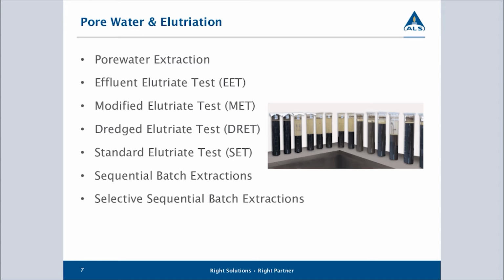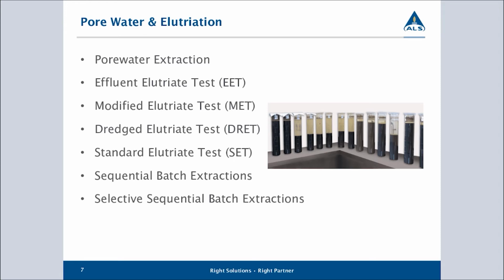Elutriations, these are various types of extractions related to dredging and dredge material management, usually following the Corps of Engineers methods. Here we have effluent elutriates and modified elutriates, which are tests that you use to determine what potentially could be leaching out of nearshore upland confined disposal facilities.